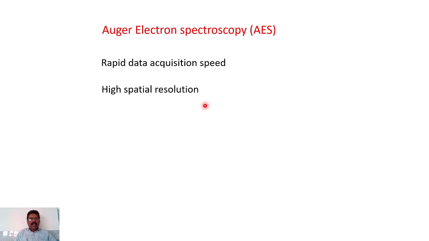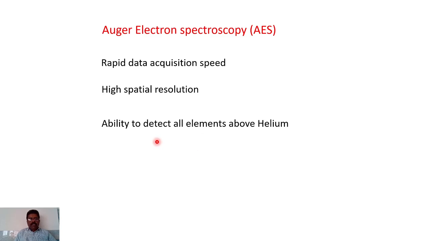It has high spatial resolution. That means if you want to analyze a particular part of your sample, then you can focus the electron beam at a particular point also. So it has high spatial resolution. This is also an important characteristic of this particular tool or this spectroscopic technique.